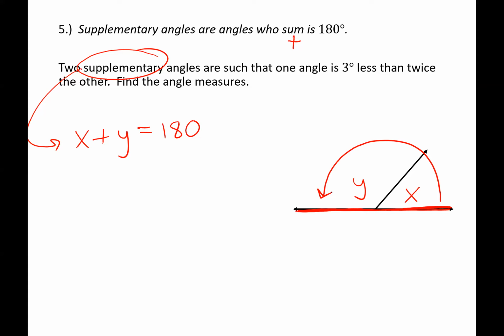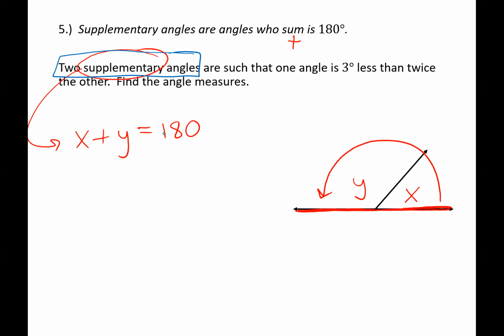It says, two supplementary angles are such that one angle is 3 degrees less than twice the other. Find the angle measures. Okay, reading it again. Two supplementary angles. That right there, it's not a full sentence, but it's a definition. That's your first equation right there. Just the phrase two supplementary angles, right away what you can write is X plus Y equals 180, based on the definition of the word supplementary. In your homework, if you see the word complementary, that means they add up to 90 rather than 180. I'm going to keep reading.